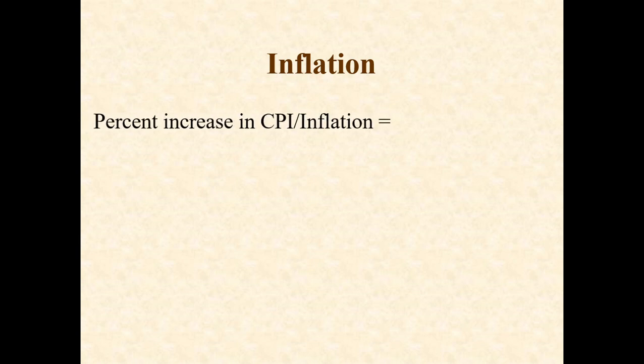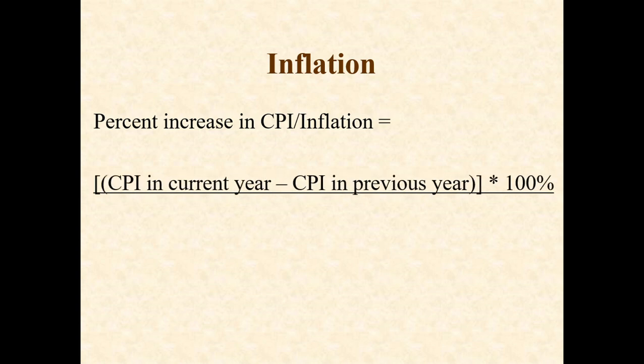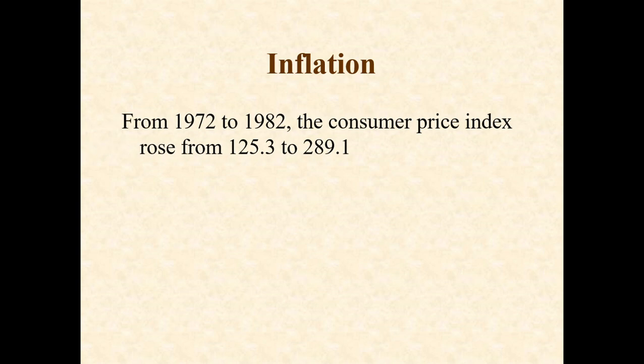Now, let's move on to having the CPI. How do we get to know the inflation rate? This is what we have: the CPI of the current year minus the CPI of the previous year, divided by the CPI of the previous year, times 100%, gives us the inflation rate. So let's take some few examples.